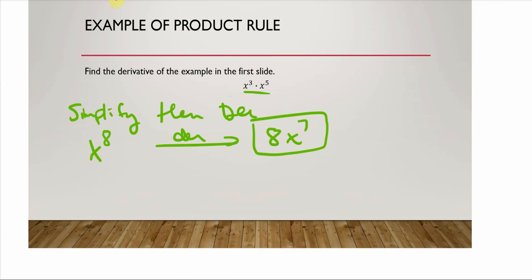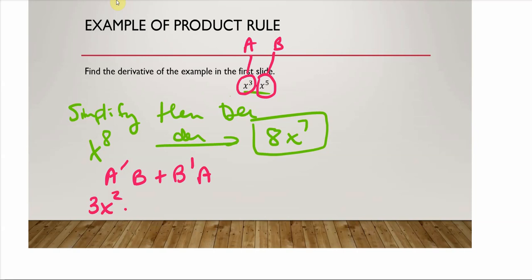Alright, so now we're going to do ABBA. Here we go. This guy, we're going to do the product rule. This guy is A, and this one is going to be my B. So I'm going to write down A prime B plus B prime A. The derivative of the A bubble is going to be 3x squared times x to the fifth. Now the derivative of my B bubble is going to be 5x to the fourth times x cubed.